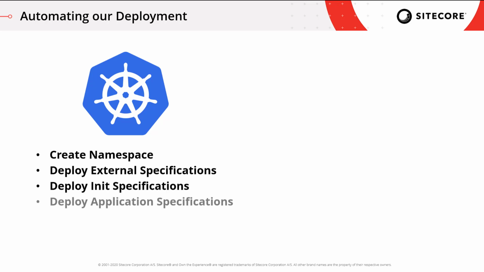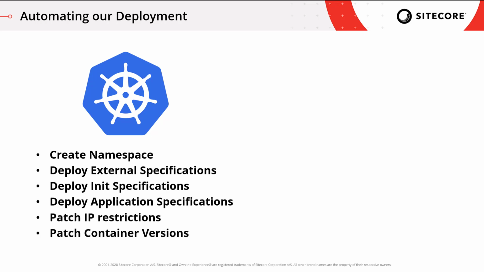So what are the actual actions we're going to be performing as part of an automated build process? Well, we're going to start off by creating the namespace. We're then going to deploy our external specifications. These are used for data storage, so think things like SQL, Redis, and Solr. We then have some init specifications we run to initialize those external specs. After that, we deploy our actual application elements, so the different Sitecore architecture elements you're used to, your CD and your CM and the like.